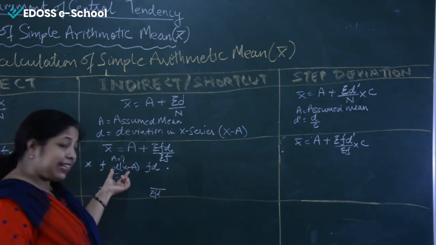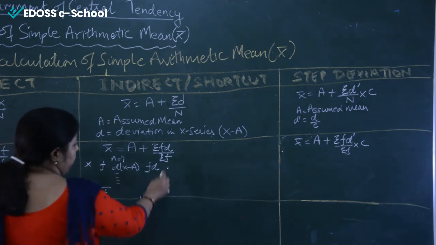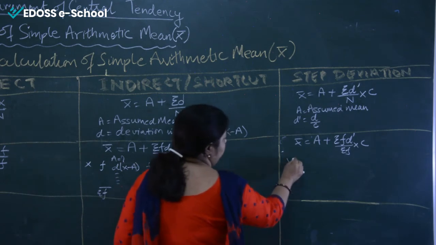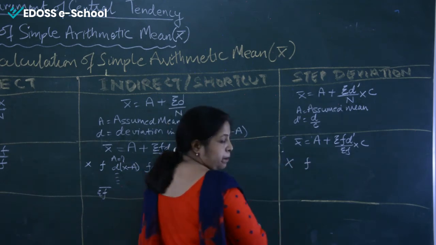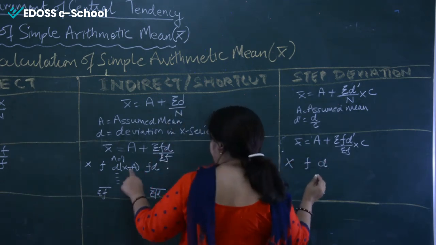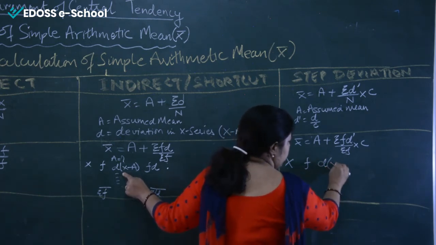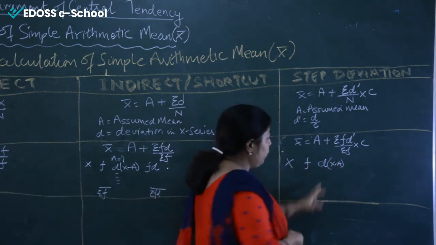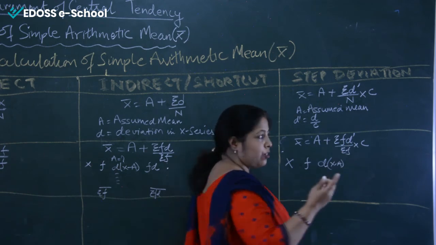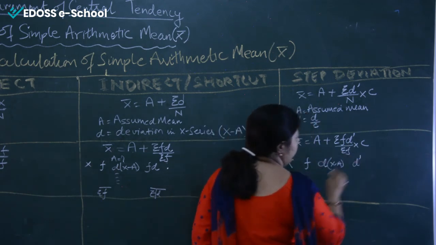We will make D dash from D. So here the step will be, chalo, we can do it here. F will calculate D, which we have calculated here. D is X minus A, but we don't want D, we want D dash. So here we will calculate D dash first.